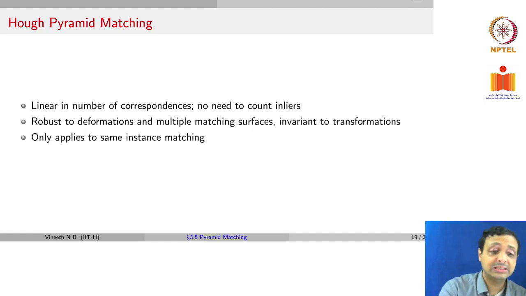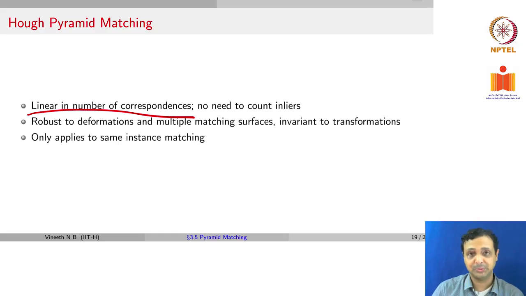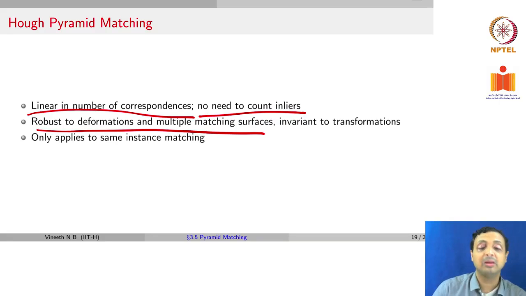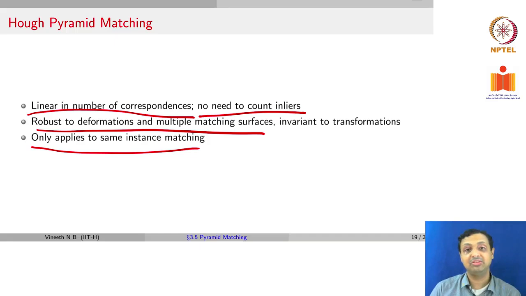So Hough pyramid matching is linear in the number of correspondences, which makes things easier. Unlike pyramid match, where you may have to match several sets of points, you're only talking about correspondences now, assuming that points have already been matched. So there's no need to count inliers here. Every correspondence can just vote, and you can just take whichever one has the highest density. It's robust to deformations and multiple matching surfaces, and reasonably invariant to transformations because of the way Hough voting proceeds. But one important limitation here is that it only applies to same instance matching.